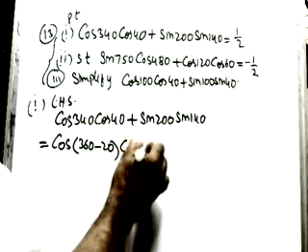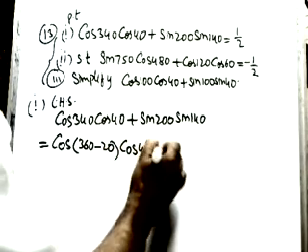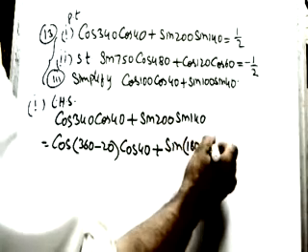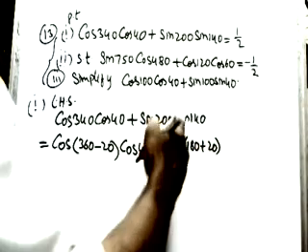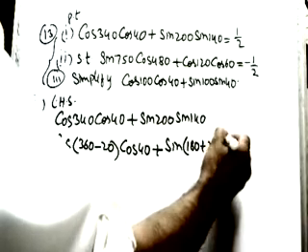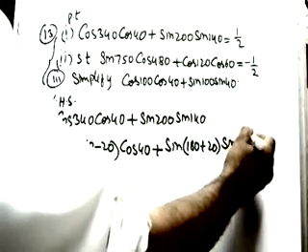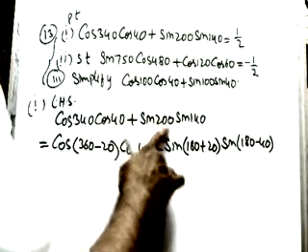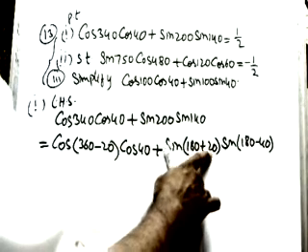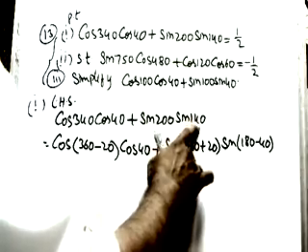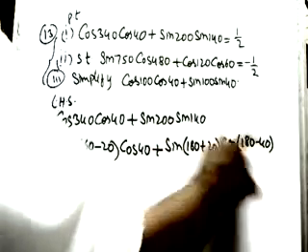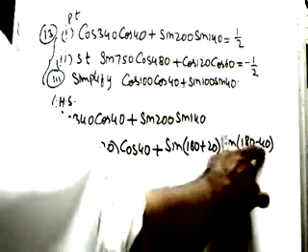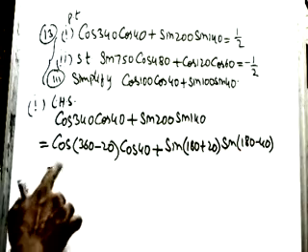In the same way, I am writing this as it is, 40. Now I am changing this one: plus sine of 200 can be written as 180 plus 20. Now this also we can change: sine of 180 minus 40. So once more, you see, sine 200 can be written as 180 plus 20, and sine 140 can be written as 180 minus 40.